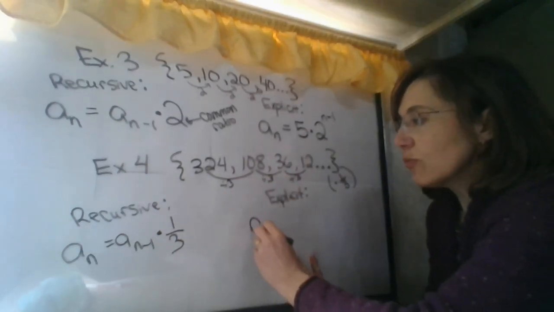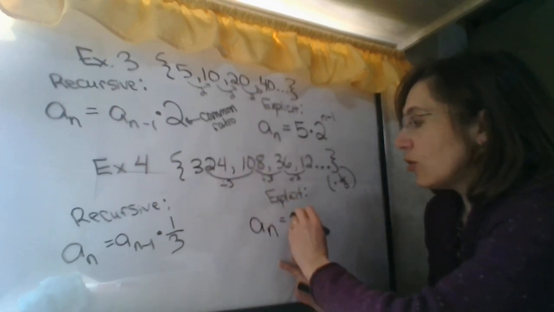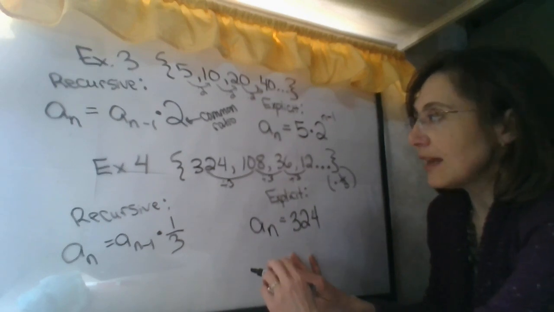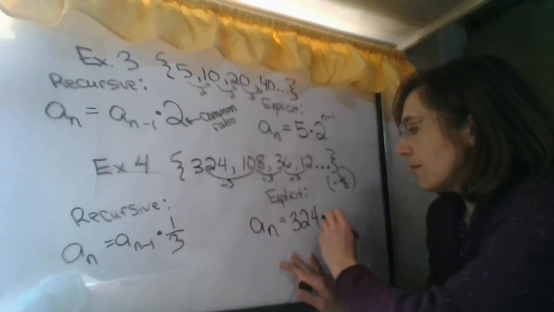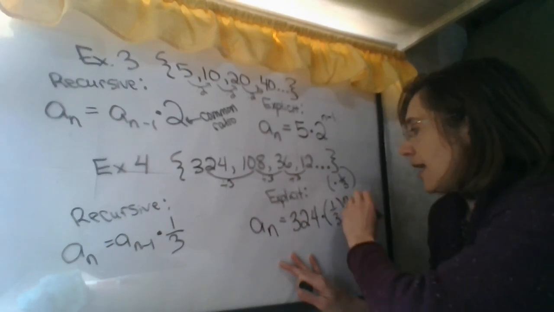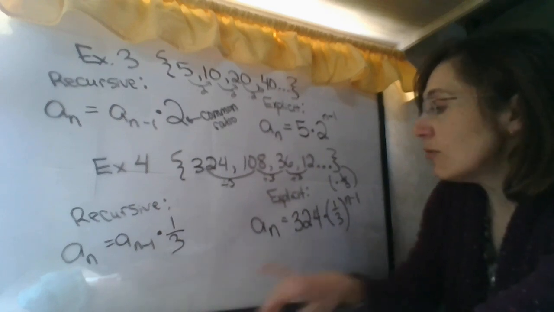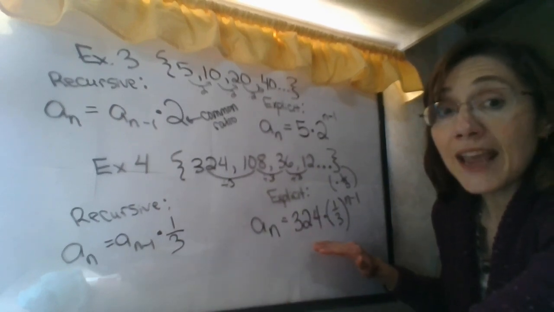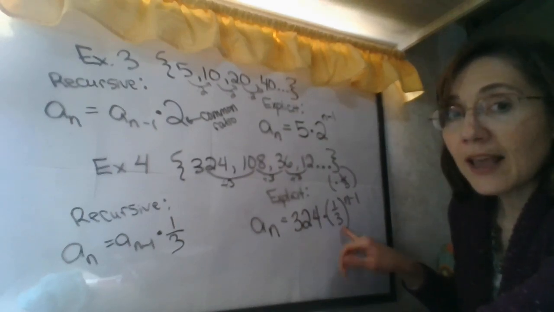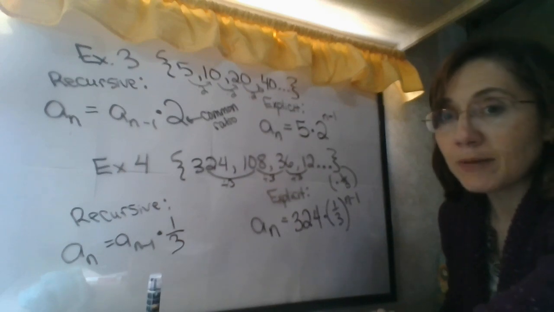For the explicit rule, a sub n, I need to tell you where to start. So that would be 324 is my beginning value there. And then I'm going to multiply by a 1/3 n minus 1 times. So that would become my exponent. This would be an exponential decay situation. If your base value is under 1, it makes your curve go downhill. We saw that when we graphed exponentials.